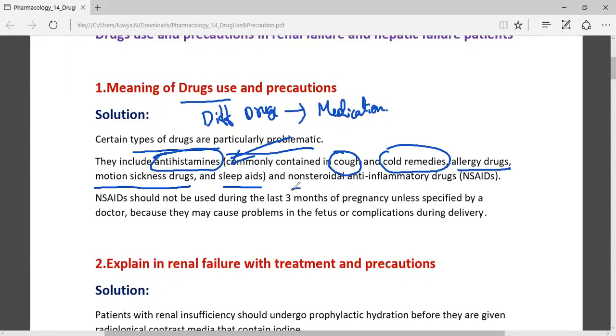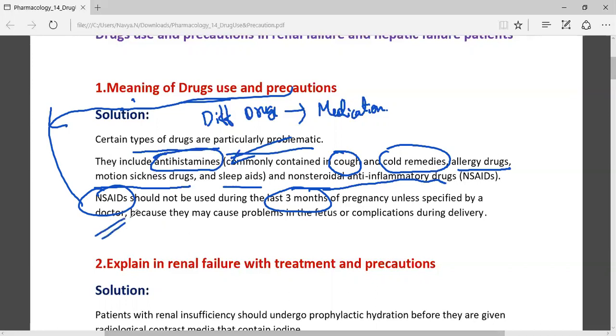And there is a non-steroidal anti-inflammatory drug also available. This non-steroidal anti-inflammatory drug should not be used during the last 3 months, and this comes under the precaution measures, unless it's specified by the doctor.